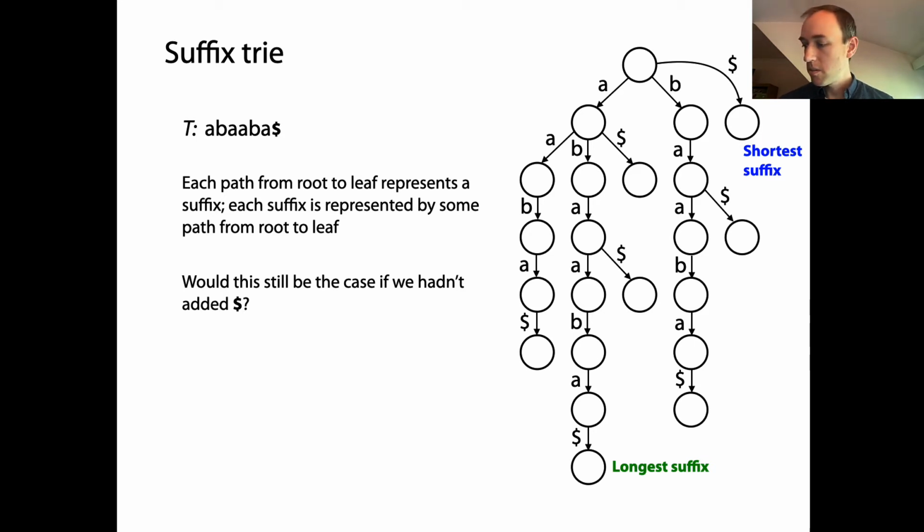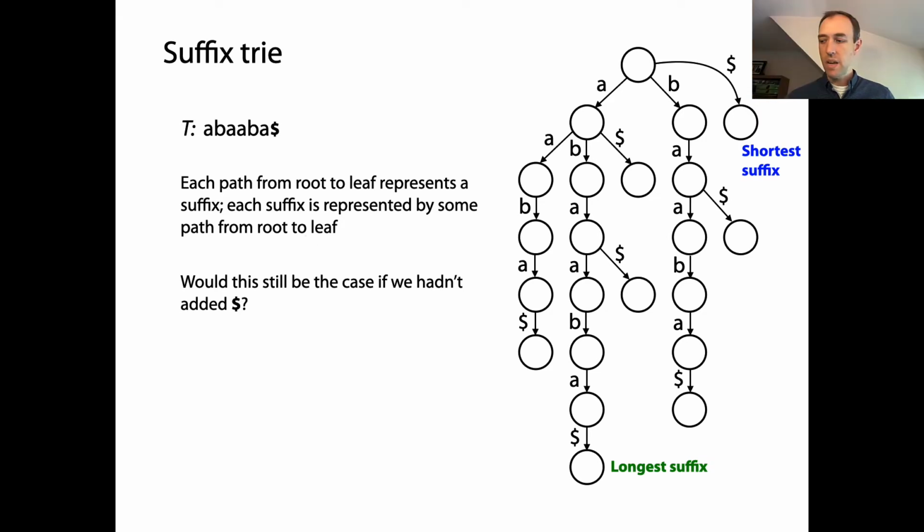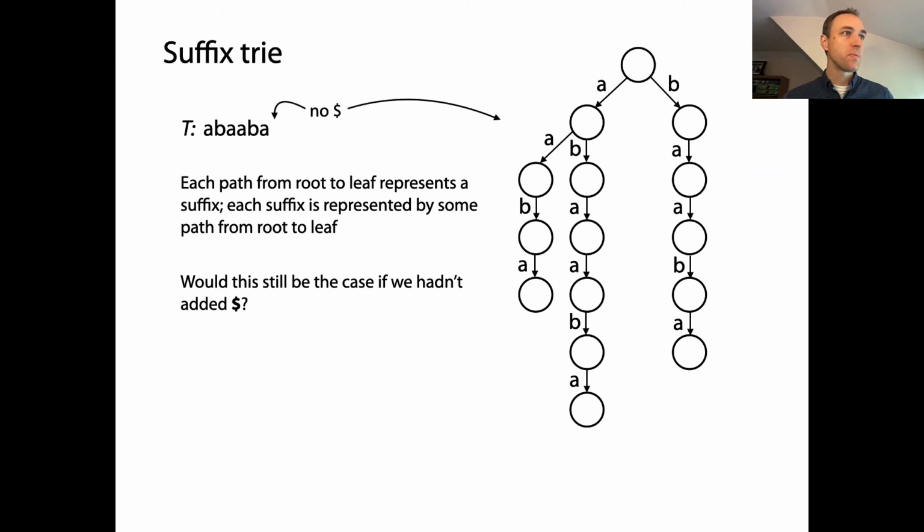So, more specifically, would this property, this one-to-one mapping property between suffixes and root to leaf paths, still be the case if we didn't use the $? And so here we go. Let's get rid of that final trailing $. It's now gone from the string t.